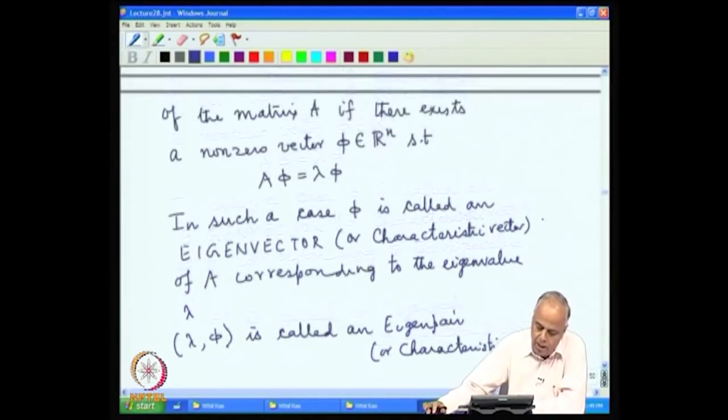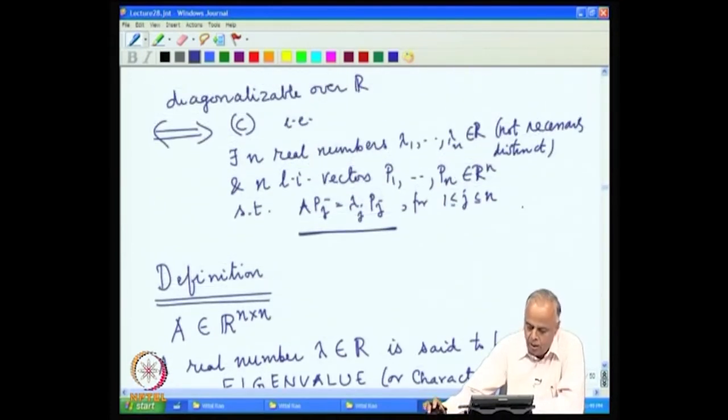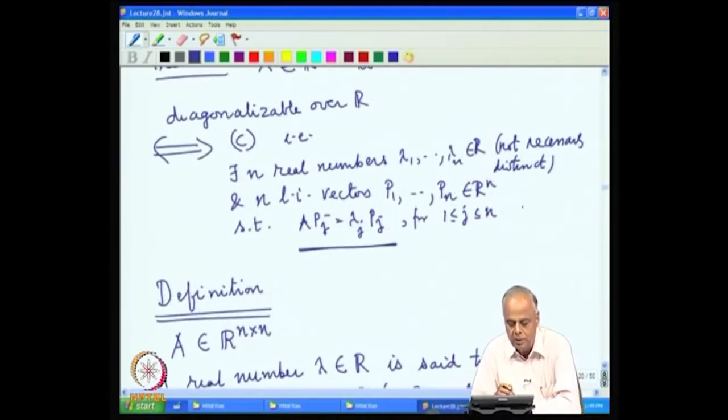Now, if you look back to our criteria for diagonalizability, we are looking for n vectors p 1, p 2, ..., p n such that A p j is lambda j p j, and therefore these numbers lambda 1, lambda 2, ..., lambda n must be eigenvalues, and p 1, p 2, ..., p n must be eigenvectors. Not only that, since we want p 1, p 2, ..., p n, we want them to be linearly independent eigenvectors.